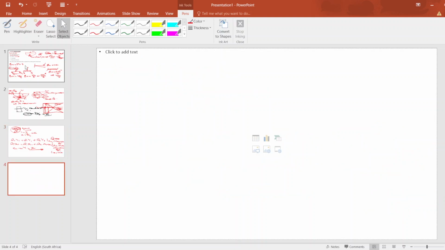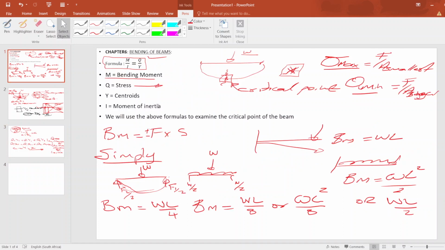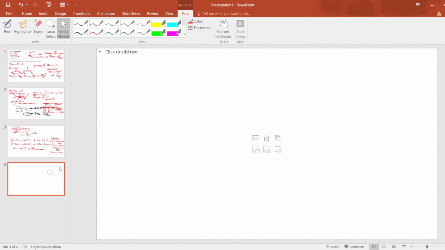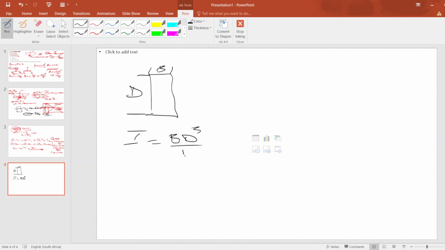Now then, in calculating the moment of inertia, we said that when we calculate the moment of inertia, let's say you are given this beam here, right? This would be the depth of your beam, that would be your y, then this would be your b. Now in calculating it, it will be I equals b d cubed divided by 12.